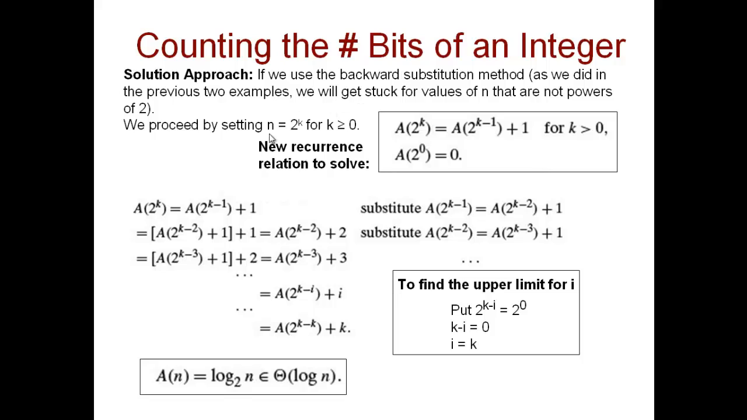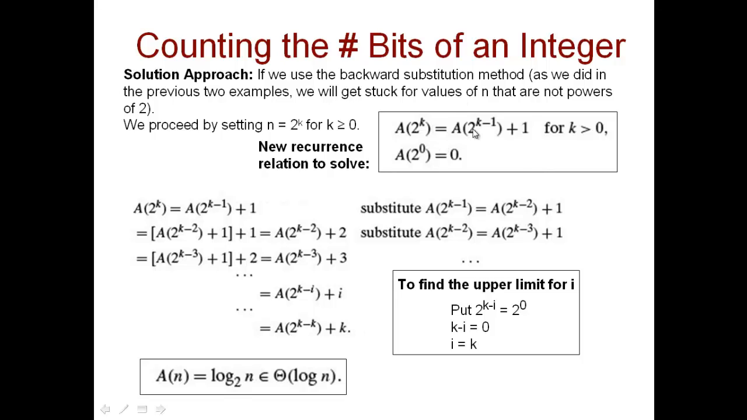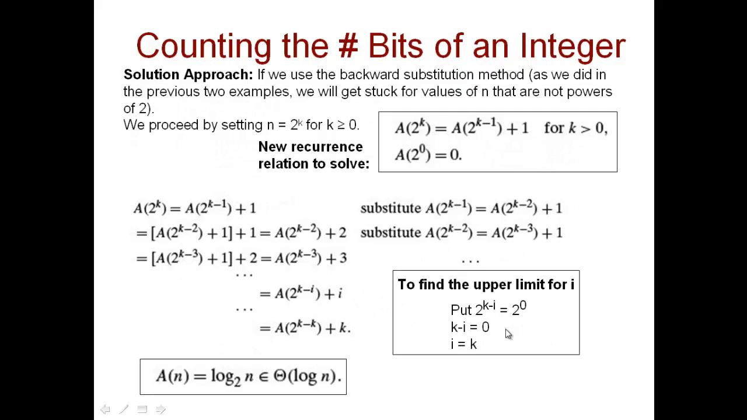Okay, so if I replace n with 2 raised to k, a of n is a of 2 raised to k. Then n over 2 is going to be 2 raised to k divided by 2. So 2 raised to k divided by 2 is 2 raised to k minus 1, so we get a of 2 raised to k minus 1. Then this plus 1 stays as it is, plus 1. And now you see this recurrence is true for n greater than 1.